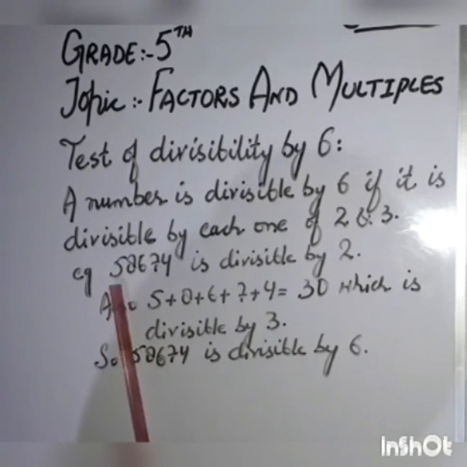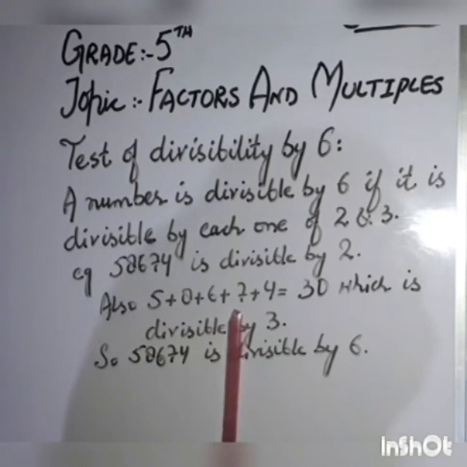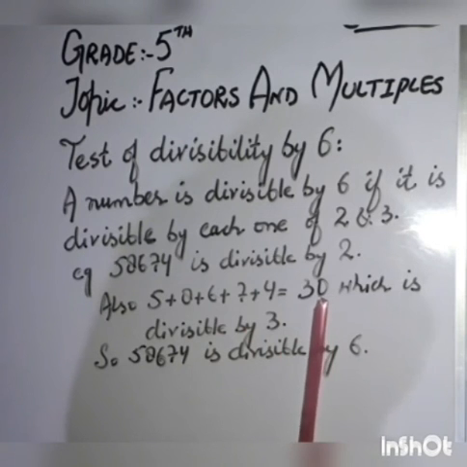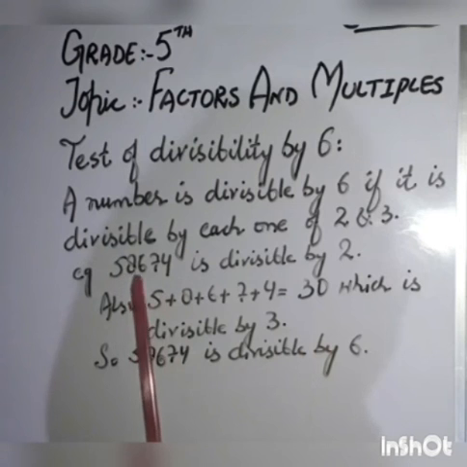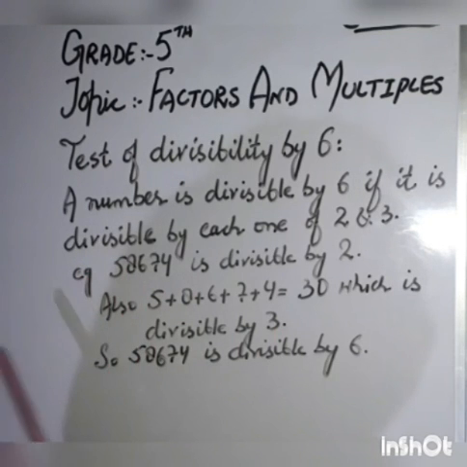Now we'll check whether this number is divisible by 3 or not. अब ये number divisible by 3 है कि नहीं वो कैसे पता चलेगा, हमें इसके digits का sum करना है. Now 5 plus 8 plus 6 plus 7 plus 4 is 30, and we know that 30 is divisible by 3 because 3 10 are 30. So it means this number is divisible by 2 and this number is divisible by 3 also. So it means this number is divisible by 6 also. So जब एक number 2 से भी divisible हो और 3 से भी divisible हो, it means ये number 6 से भी divisible होगा. Clear?